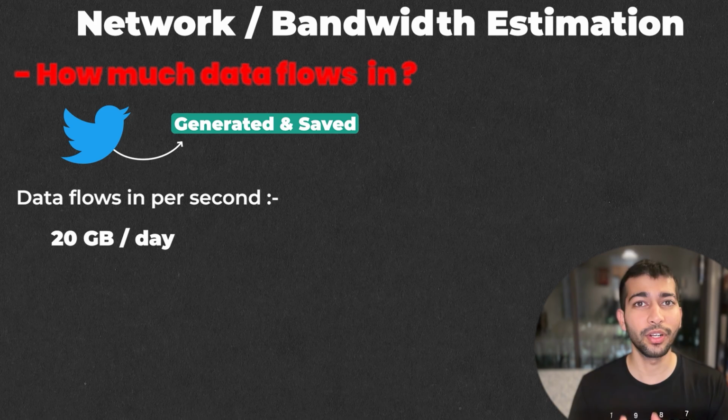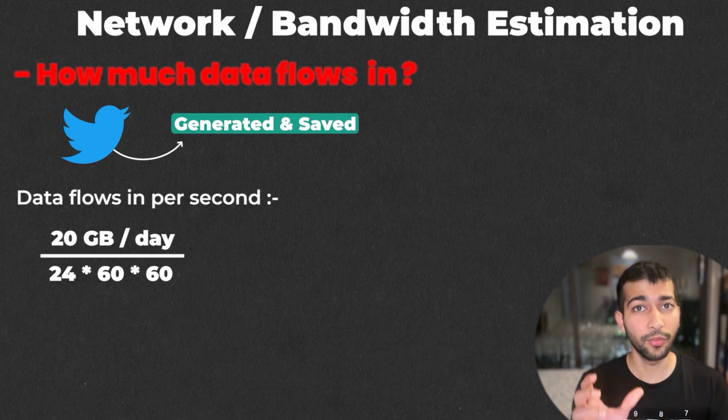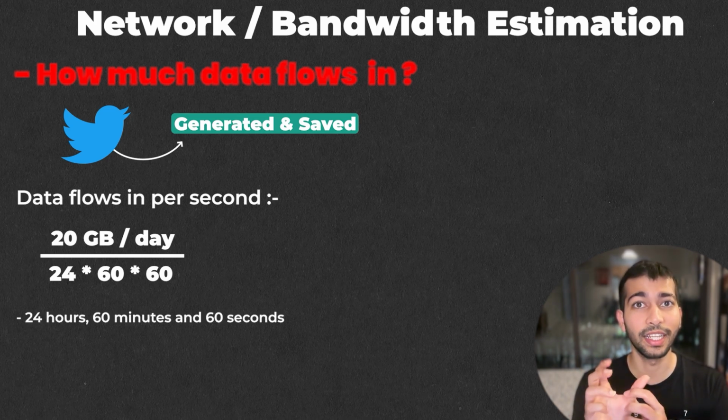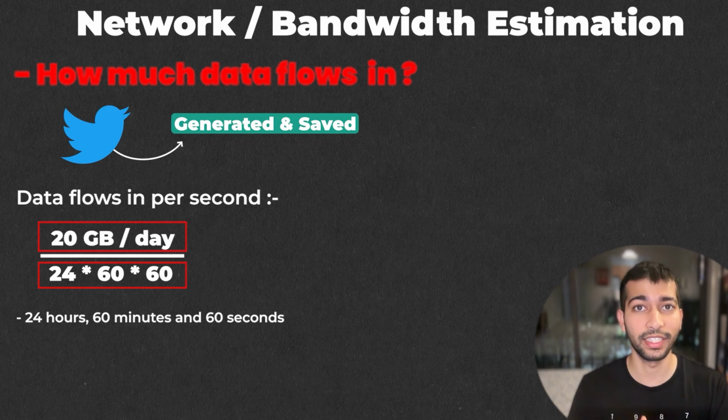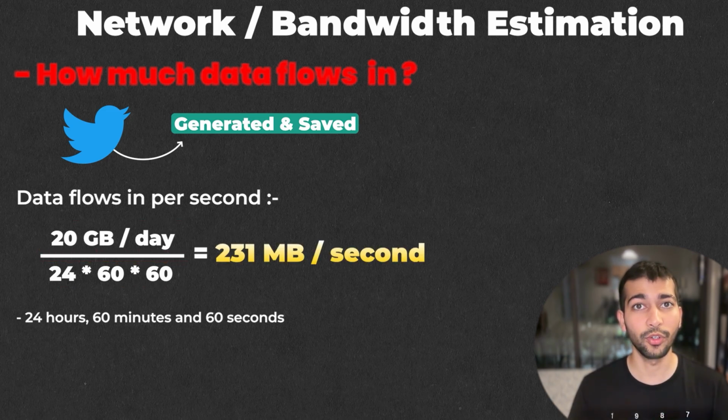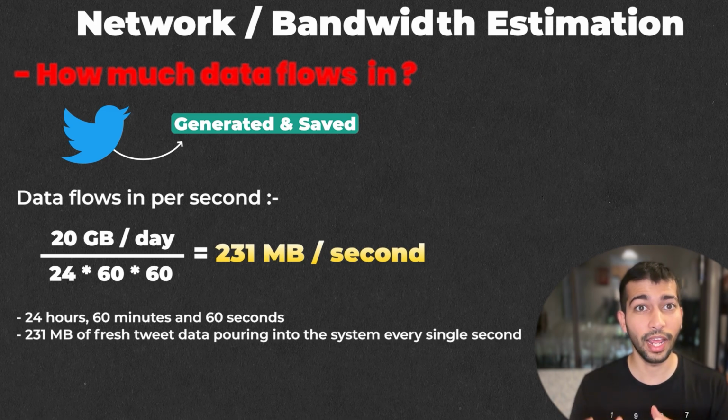You simply need to divide 20 GB by 24 into 60 into 60. Why so? Well, 24 into 60 into 60 is for 24 hours, 60 minutes and 60 seconds. So we'll simply divide the 20 GB data coming in a day by 24 into 60 into 60. That comes out to be 231 MB per second. So that's 231 MB of fresh tweet data pouring into the system every single second.